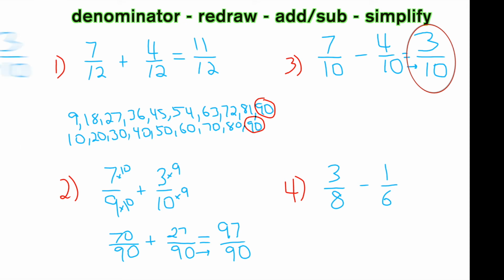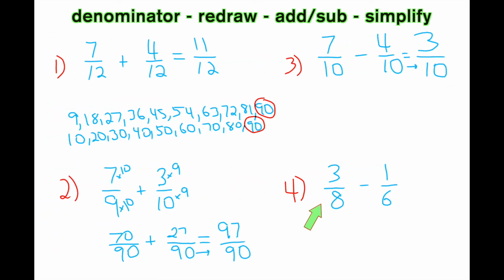Let's move on to number 4. Here we have 3/8 minus 1/6. The first step is to find the common denominator. 8 and 6 are not common denominators. We're going to need to list the multiples of 8 and 6 and see if we can find one that's common. You can also times the 8 and 6 together to create 48, but let's find out if that's the lowest common multiple. We'll start with 8.